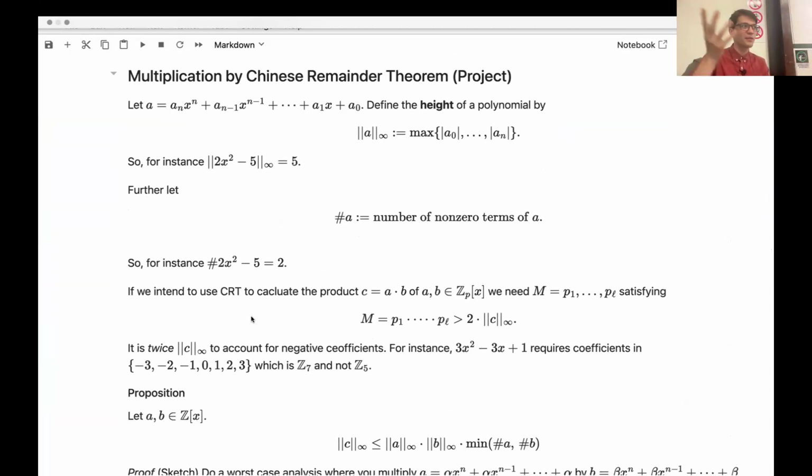I'm going to define something called the height. Have you ever worked with these norms? One norm, two norm. This is sometimes called the inf norm. So we're going to define the height, or the inf norm, of a polynomial to be the maximum across all of the absolute values of the coefficients. So just look at all the coefficients, take their absolute value, pick the largest one. That's the height of the polynomial. So for instance, 2x^2 minus 5 has height 5, because the coefficients, if you absolute value them, are 2 and 5, and 5 is larger than 2.